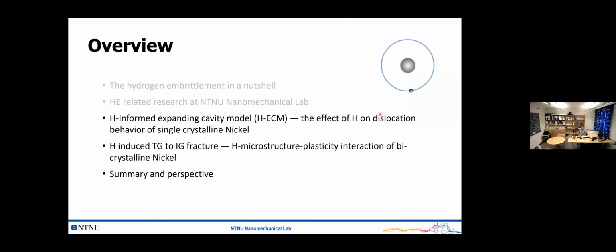Next, I will use two examples at the atomic simulation level to show how we understand hydrogen embrittlement. The first proposes the H-ECM using single crystalline nickel as the model material. Second is the hydrogen-induced transgranular to intergranular fracture, using bicrystalline nickel as the example model material. Let's see how it goes.